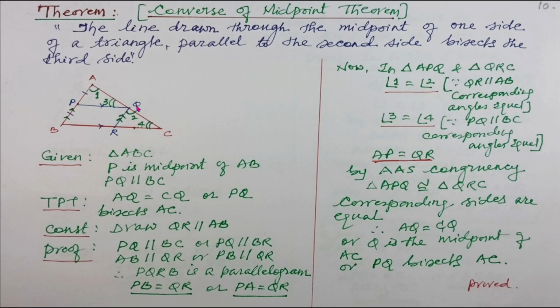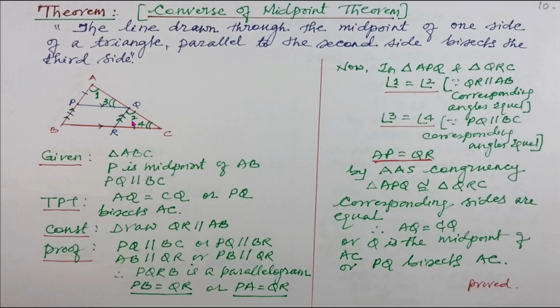Now in triangle APQ and triangle CQR, angle 1 is equal to angle 2, which are corresponding angles, because AB and QR are parallel and AC is the transversal. And so also angle 3 and angle 4 are equal, again corresponding angles. Now the third angles, APQ and QRC, are equal because they are the third angle of the two triangles. Therefore by angle side angle congruency criteria, these two triangles are congruent, or even we can take AAS criteria.